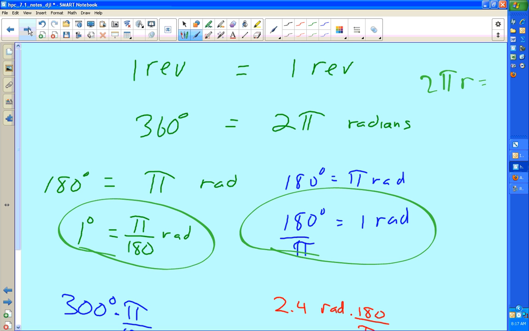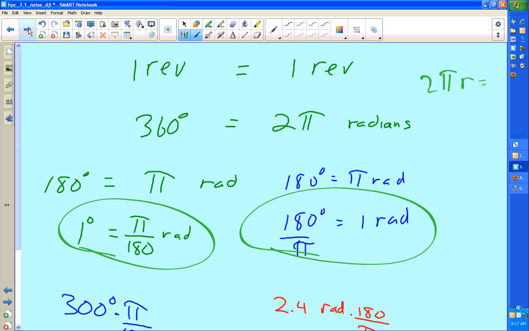One revolution in degrees is 360 degrees. One revolution in radians is 2 pi r, which means there's 2 pi radians. We have 2 pi radians in one revolution. If you divide these, since they're both one revolution, if you divide them both by 2, that means that 180 degrees is equal to pi radians.